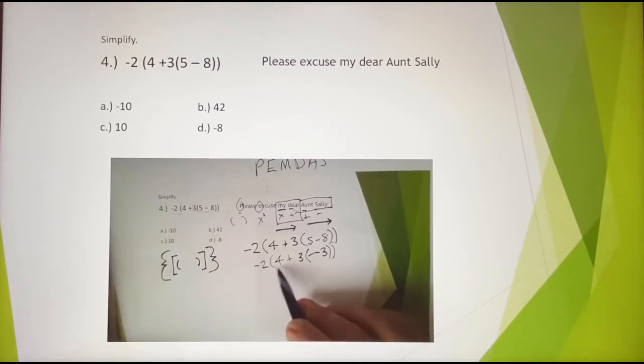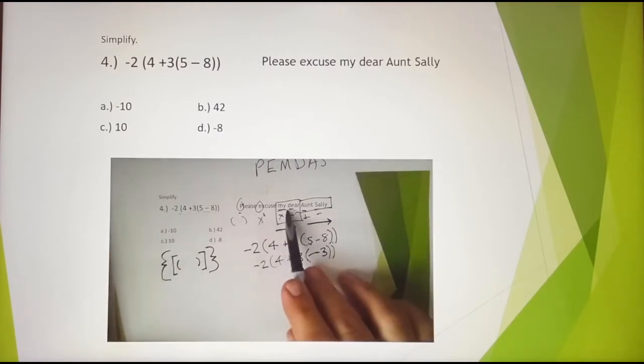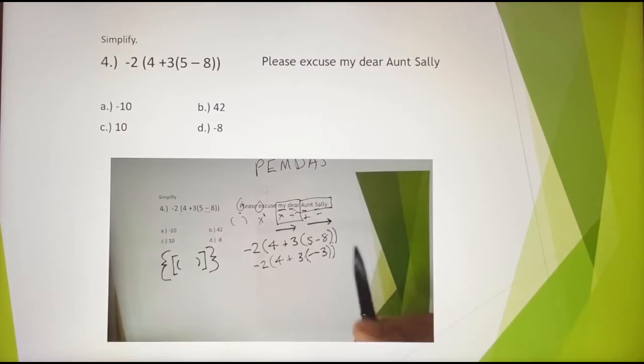So now there's nothing else I can do with this innermost parentheses. So I look at the next set of parentheses. I'm going to ignore everything outside of the parentheses at the moment. So I've got 2 choices here. I have addition, which is 4 plus 3, and then I've got this 3 that's right next to the parentheses. When something's right next to the parentheses like that, that means it's multiplication. So between addition or multiplication, our Aunt Sally says we need to do the multiplication first. So I've got a 3 times a negative 3.